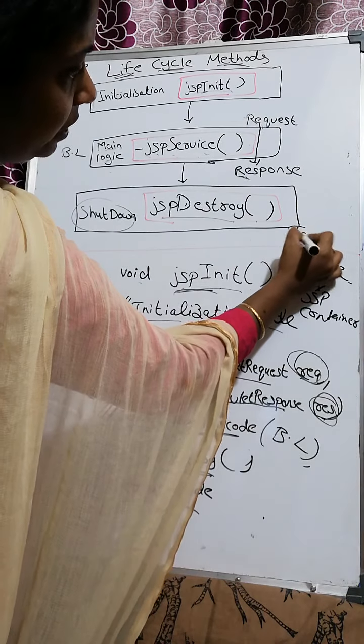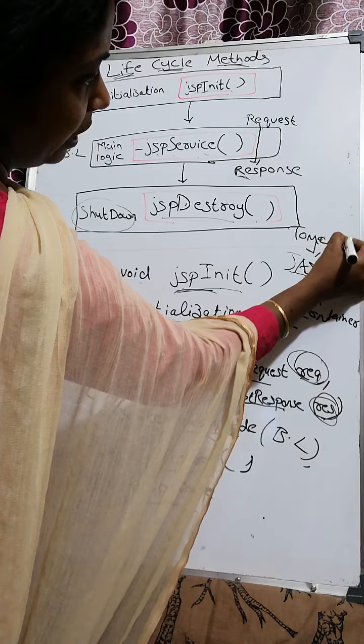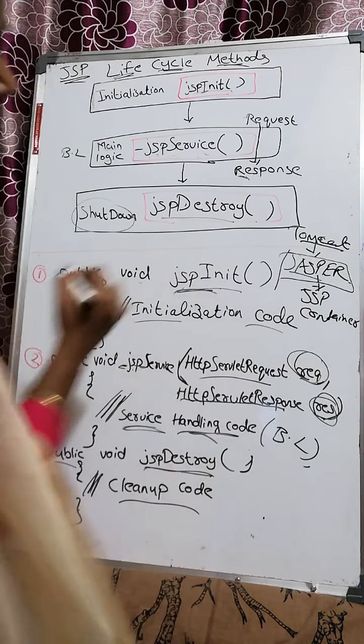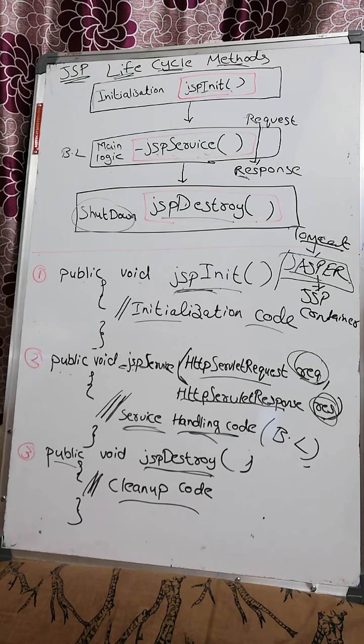In which web server? Tomcat. In Tomcat, the container name is Jasper. So that Jasper is going to execute our JSP code, that is the JSP init method, underscore JSP service method, and JSP destroy method. All the three JSP lifecycle methods are going to be executed by the JSP container, that is Jasper is its name in the Tomcat web server.